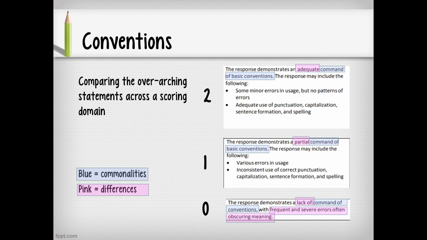A 0 is going to definitely have that severity, that density of errors where you often can't even understand where one thought starts and one thought begins.